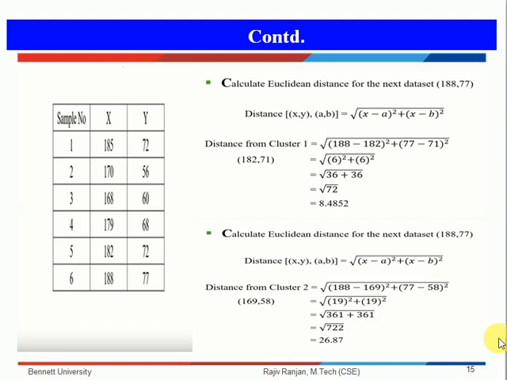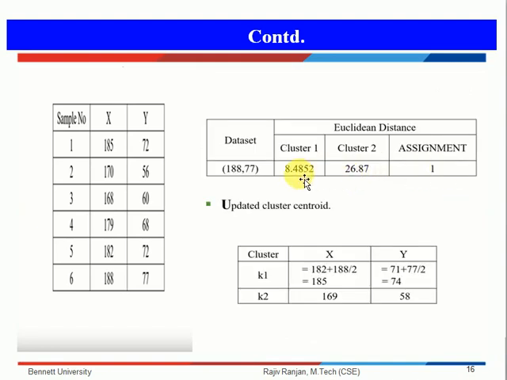So put these values in the tabulated form here, and just see what is the minimum distance. 8.4852 is minimum as compared to the other one, and this belongs to cluster 1. So the data set 188 and 77 will be part of cluster 1. So I have assigned the value 1 here for cluster 1, right? And if there were continuing data sets, like sample number 7 or 8, we would again have to update the centroid value, right? But this is okay, we are done with all these data sets.